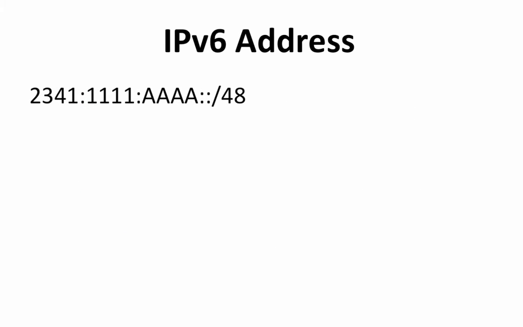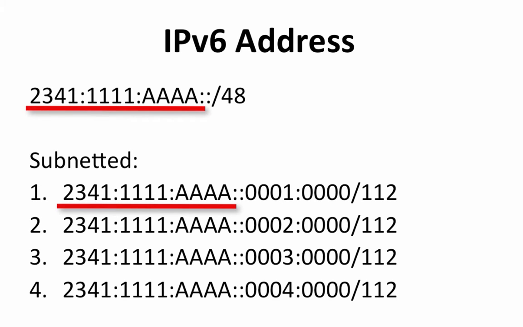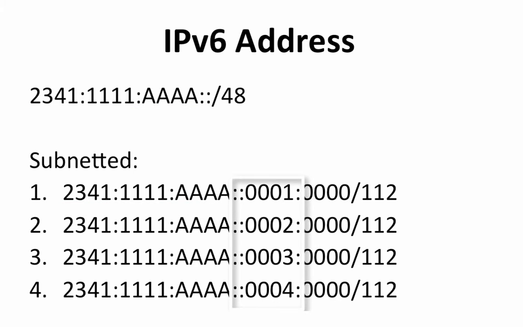Here's another IP version 6 address. How do we break it out into subnets? Well, here you have it. We're honoring the first 48 bits of this range, and then we are breaking this out into smaller subnets, as you can see here. Each subnet matching the first 112 bits.